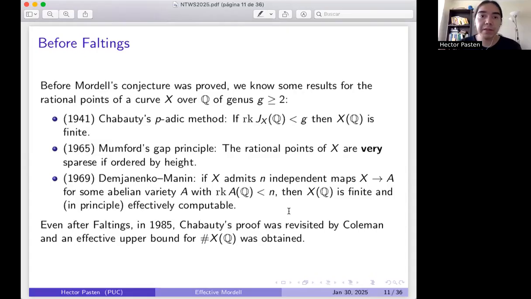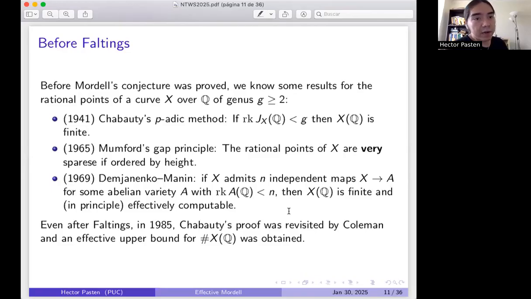Some abelian variety associated to the curve. If the rank of the Jacobian is strictly less than the genus of the curve, then it turns out that Chabauty proved that the number of rational points is finite. And I'm going to say a bit more about this. And the method is completely p-adic. It's not something about heights. Heights are global. They consider the contribution of all primes and even Archimedean, but this is a local method.